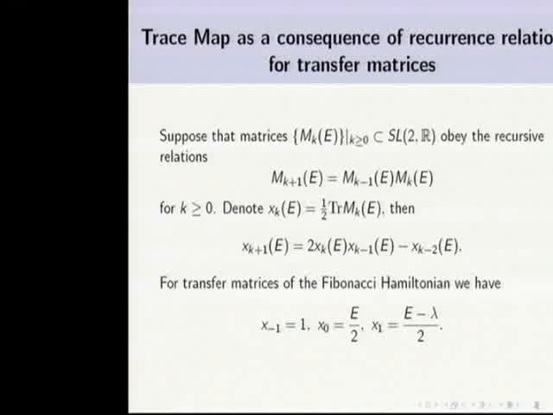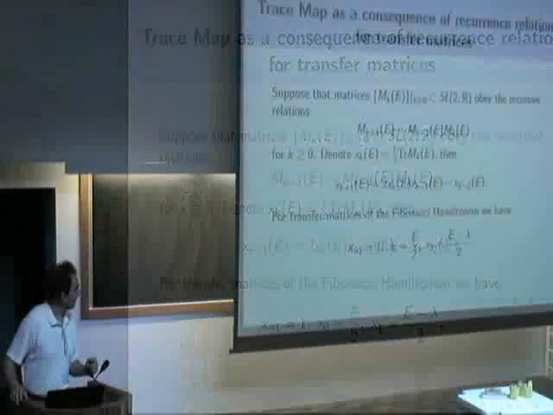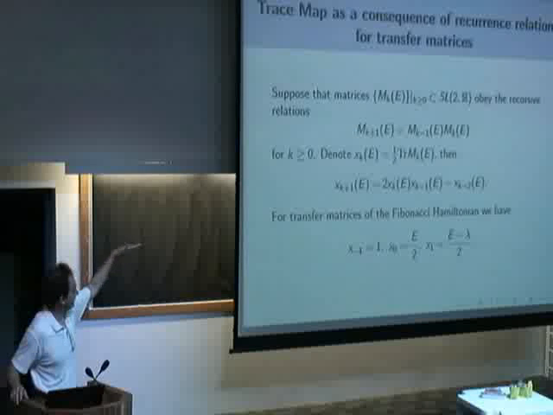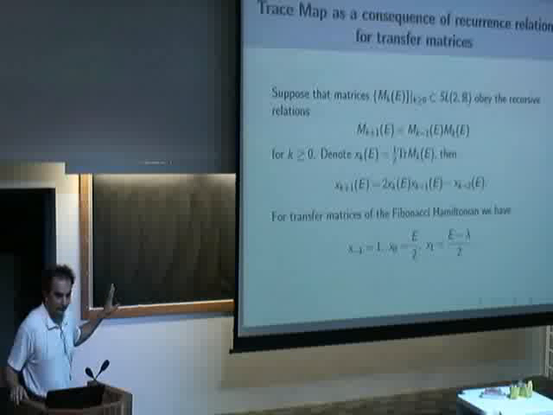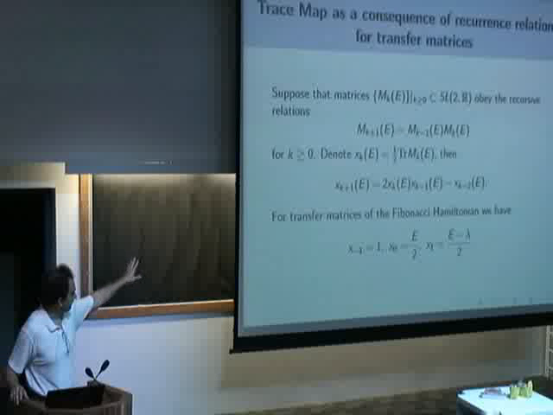Let me remind what the trace map is and how we obtained it. So as soon as you have this recurrence relation between matrices from SL(2,R), you immediately can deduce that for half traces of that sequence of matrices, you can obtain this recurrence relation. And when we did that and gave an explicit short proof of that fact, I emphasized that the fact that this recurrence relation on matrices implies this recurrence relation on traces doesn't depend on the explicit form of the matrices. Whatever SL(2,R) matrices you have, one implies the other.